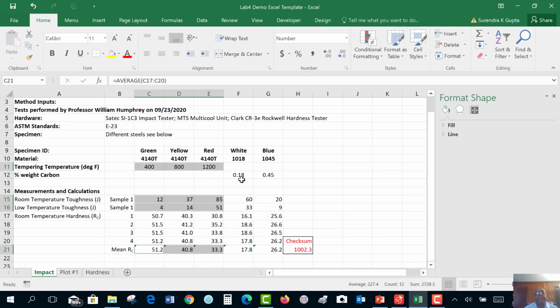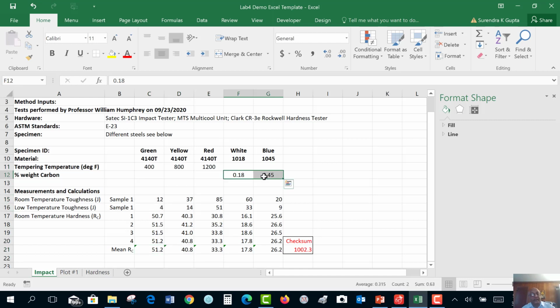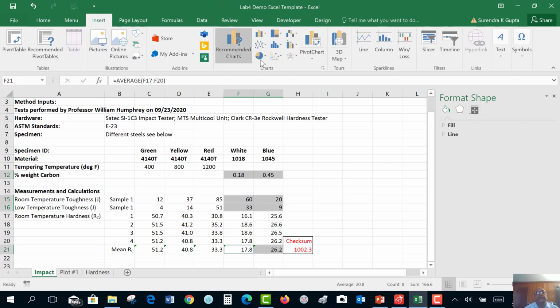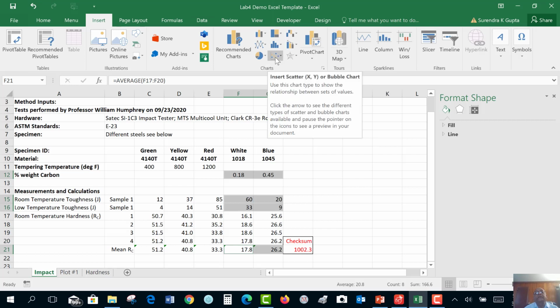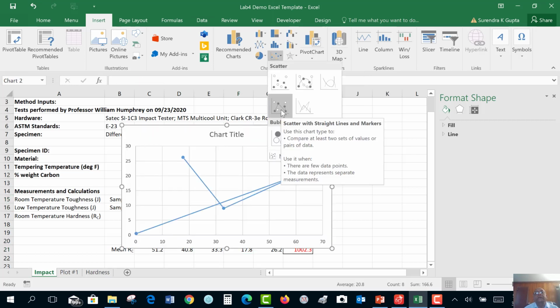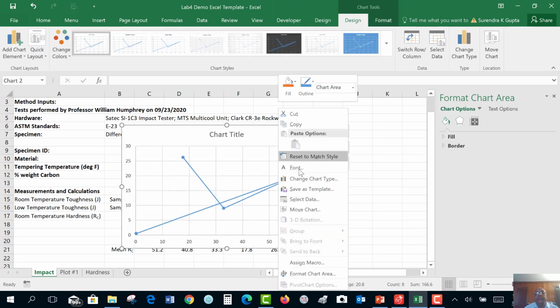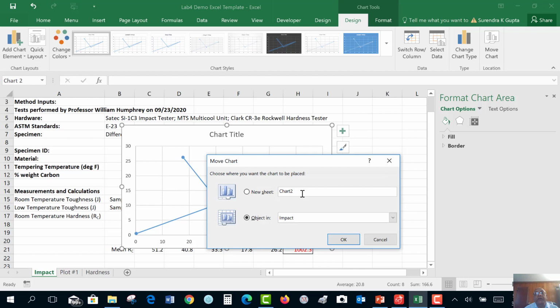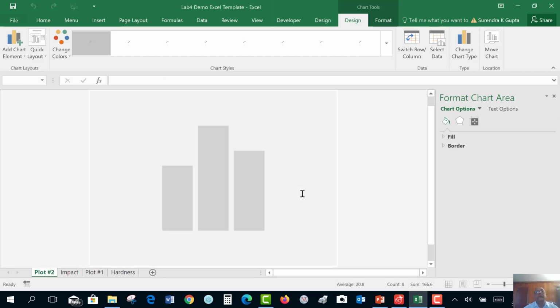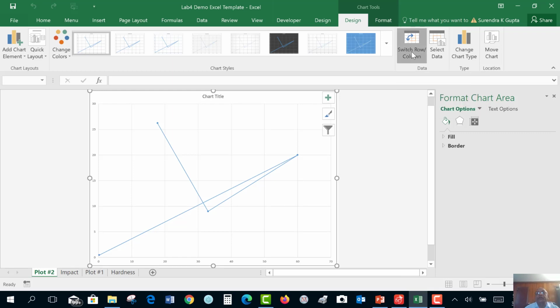Okay, one more plot. This time we want to study the effect of carbon percent. So for the plot, we want room temperature toughness, low temperature toughness, average hardness. Insert. And again, let's move the chart. So this is our plot number 2. We are going to switch row column.